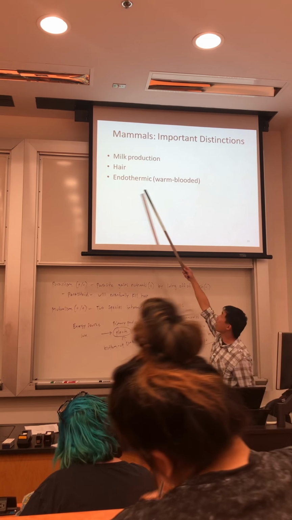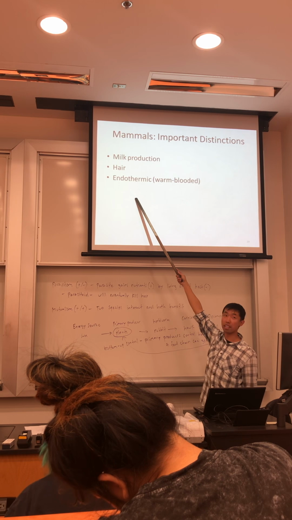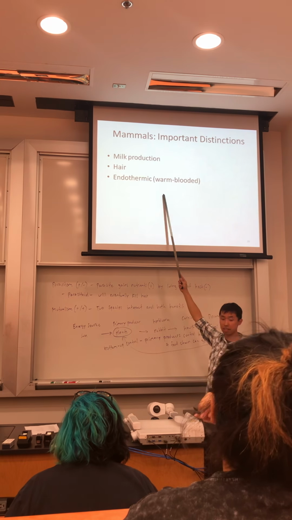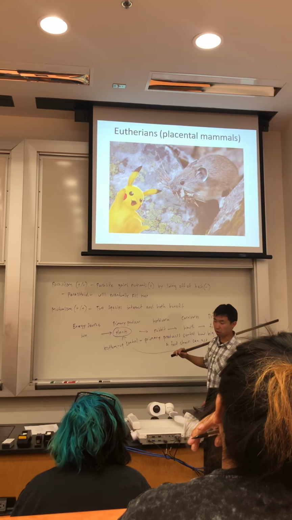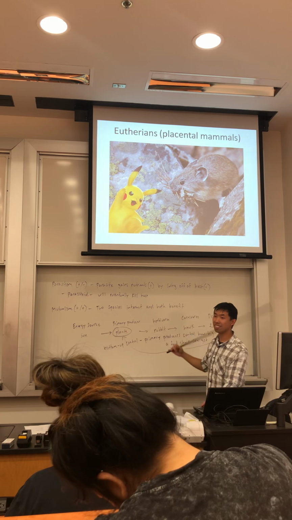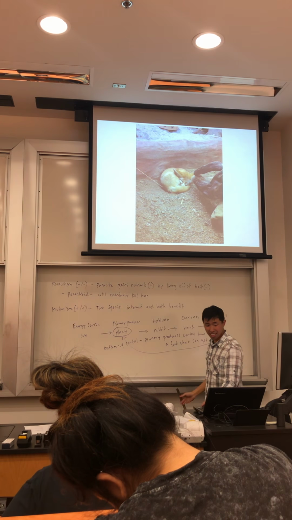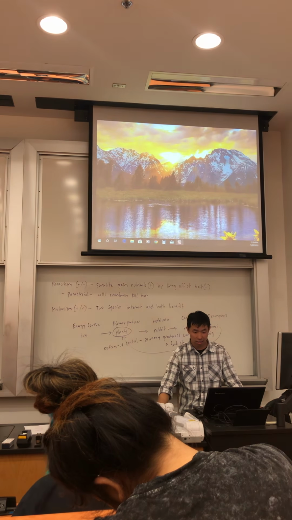Mammals, all of them produce milk and have hair. And also all mammals are endothermic, meaning they are warm-blooded. Right, and then we talked about 3 major groups of mammals. So know the difference between the 3 groups. Alright, that is it for the chordates.